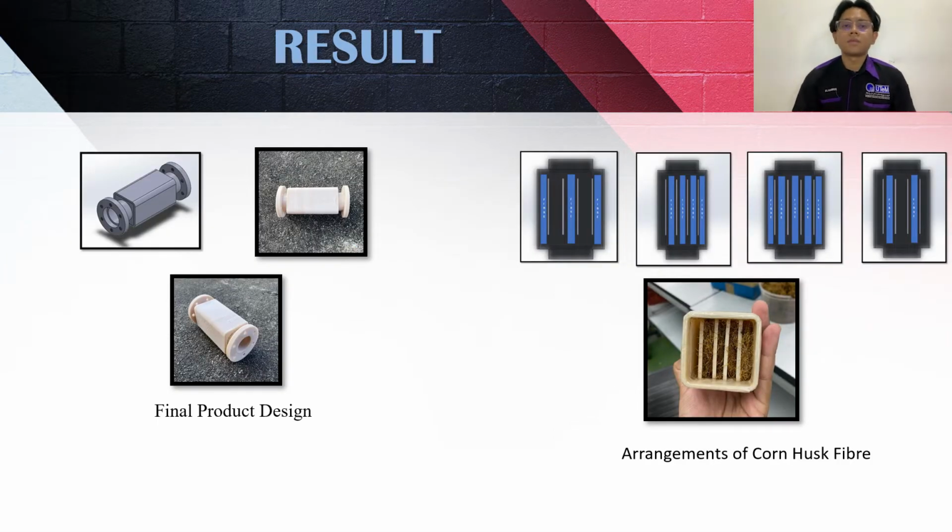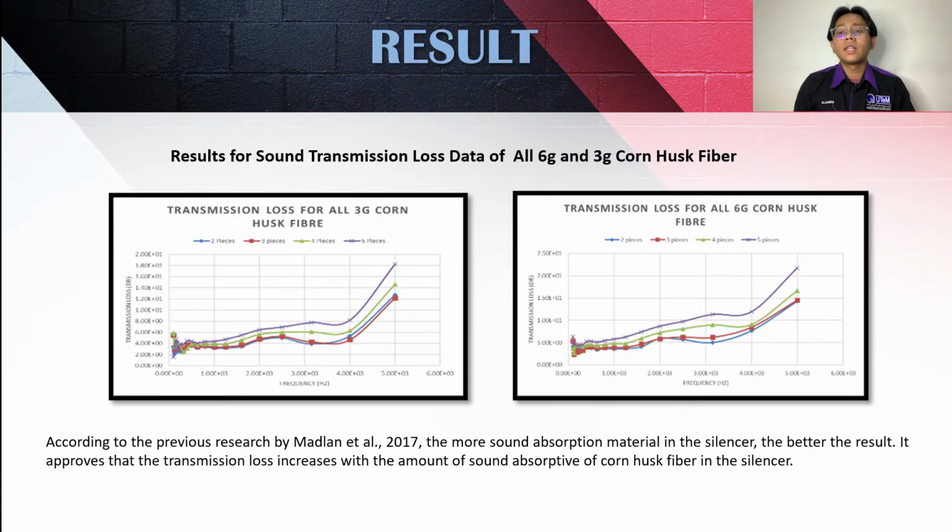Okay, next the result. As you can see, that is the ducting silencer that has been designed in SolidWorks. After that, I fabricated it on the 3D SLS print machine. So that is the picture that I captured, and then the arrangement of cone husk fiber while I ran the experiment. I have 4 different types of fiber that I chose to run this experiment. Okay, this is the result that I got.